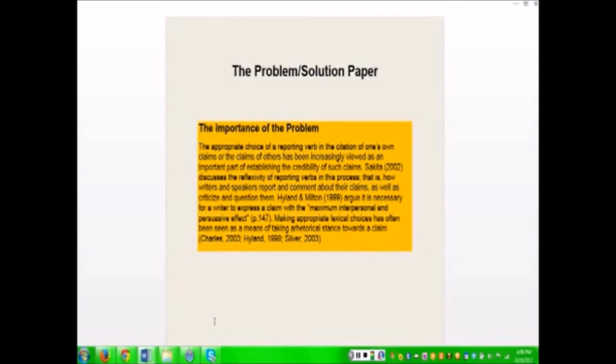such claims. So the first thing I do in the paper is exactly what the problem to address. The appropriate choice of reporting verb, and then why the problem is of importance. That's here, it's increasingly viewed as an important part of establishing the credibility of such claims. So I specify the problem, and then I evaluate its significance.